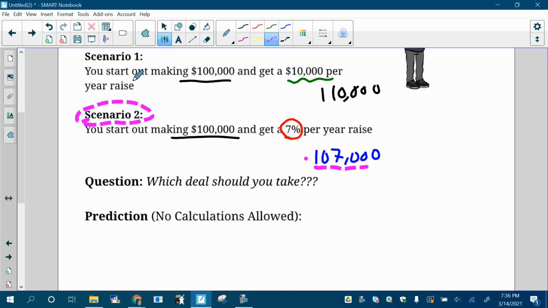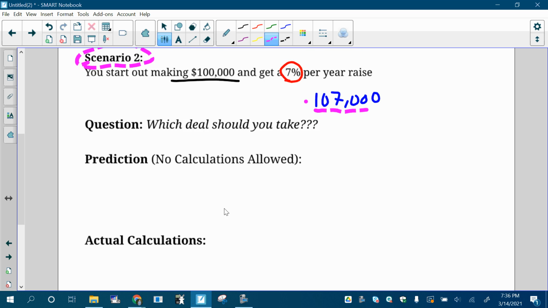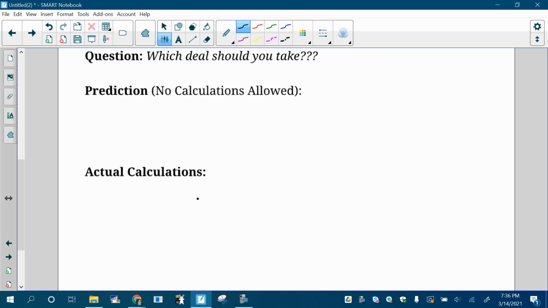Okay? You have a starting amount, a y-intercept. You have an amount that it goes up every year, a slope. This is y equals mx plus b. So if you were going to model scenario 1, you know how much you're going to make? Your slope's 10,000, your y-intercept's 100,000. You plug in 1, after the first year you get 110,000. You plug in 2, after the second year you get 120,000, that kind of thing.